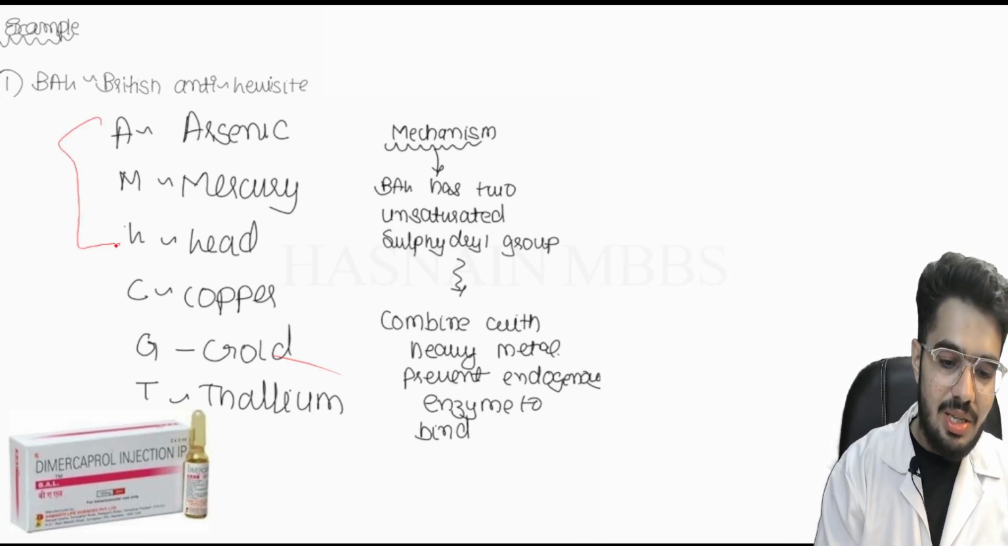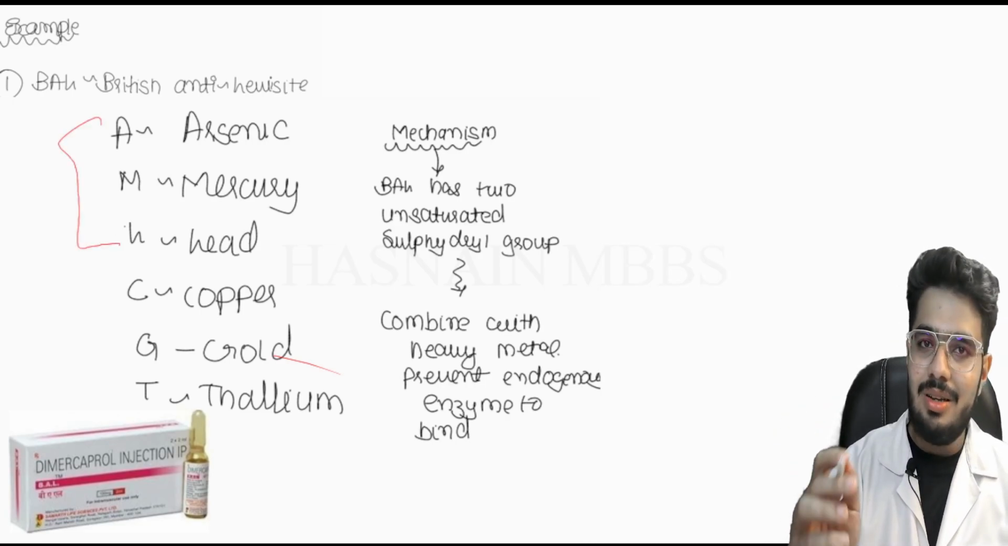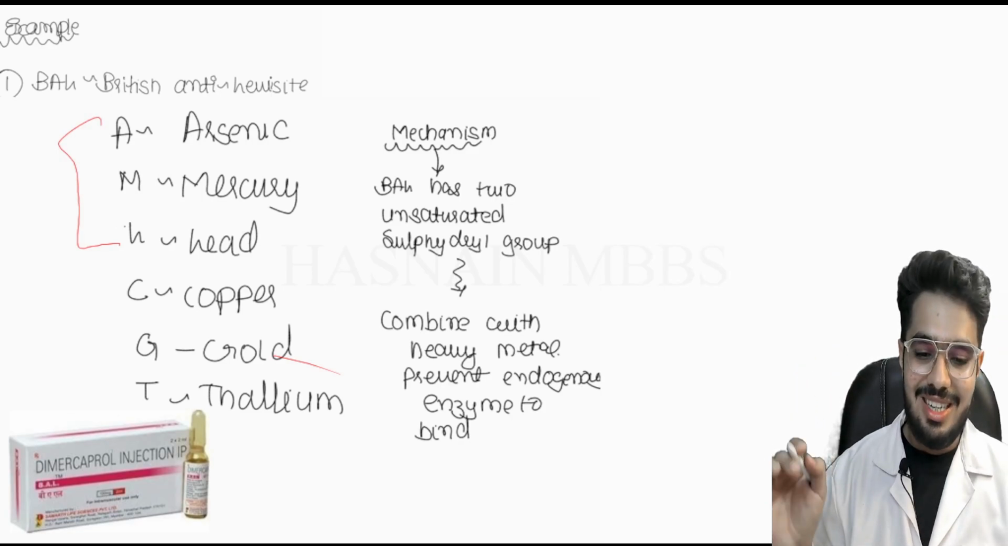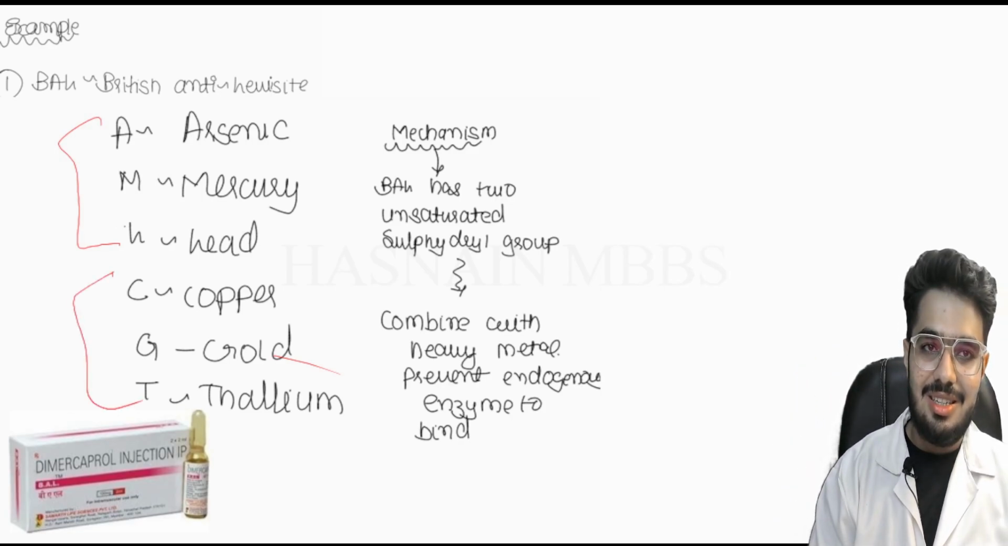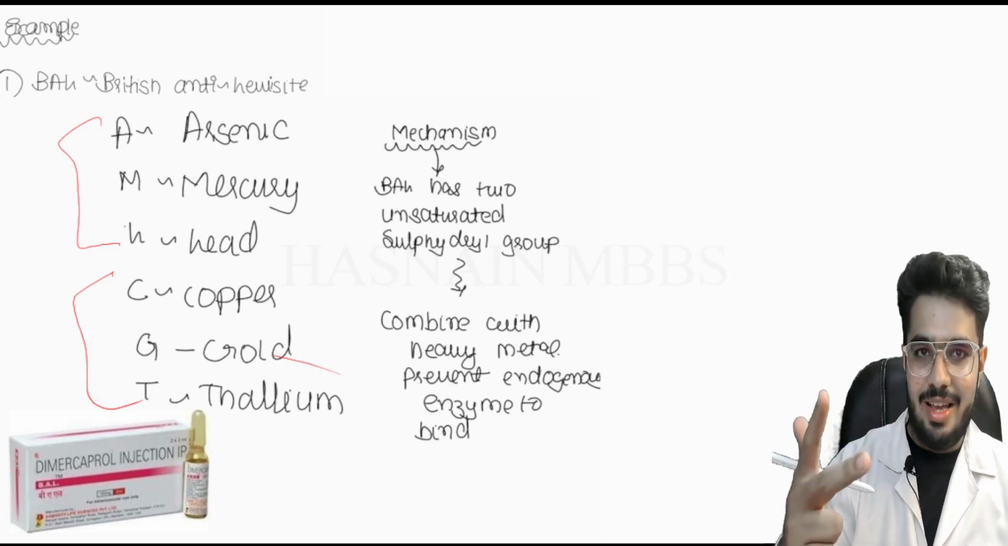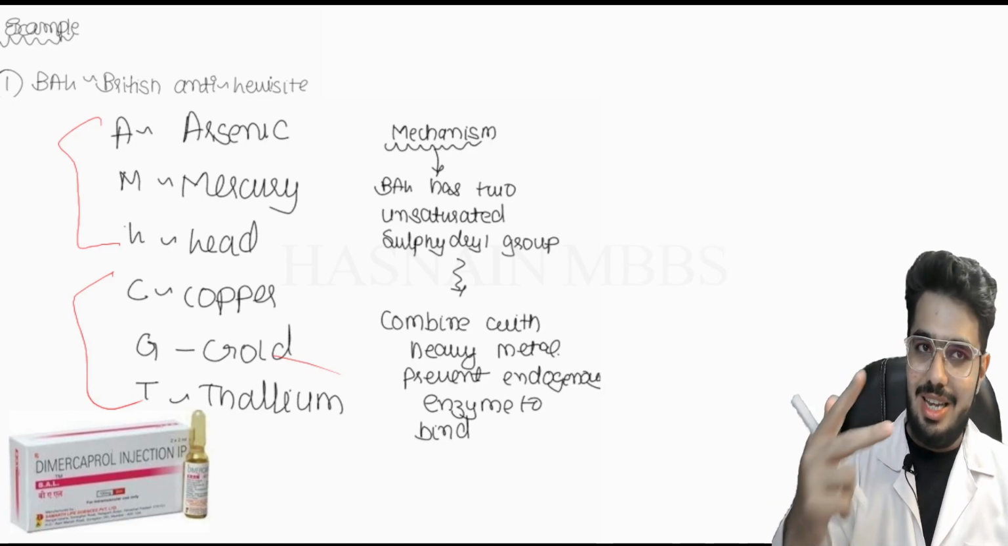You can remember it with AML, acute myeloid leukemia. I hope you remember that one from pathology. So AML, CGT: arsenic, mercury, lead, copper, gold, thallium.